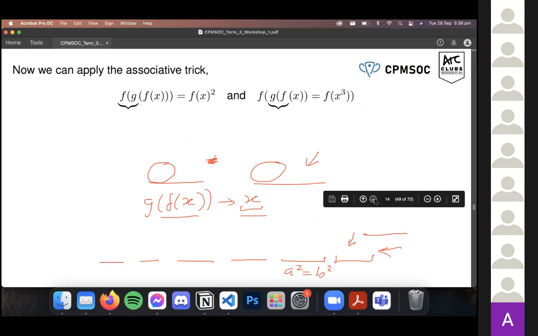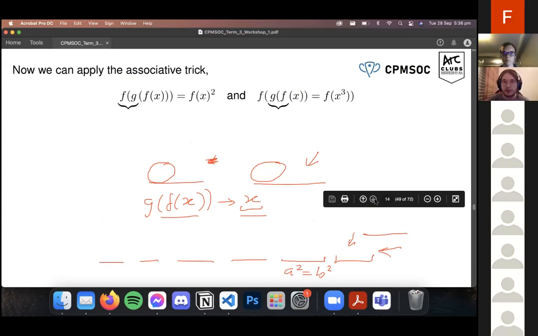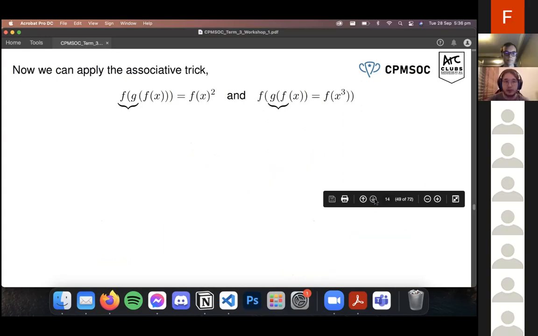So further, we can start to actually apply the associative trick. The previous part was just showing injectivity by trying to reduce the amount of function applications we had. Now this time we want to use the associative trick. So we do have some relation between f of g, which allows us to conclude that if we apply f, g, f to x, we're going to end up with f of x squared. And if we apply g of f, we end up with x cubed on the inside and f on the outside, right? So we have some relationship between this left-hand side and this right-hand side because they're equal.